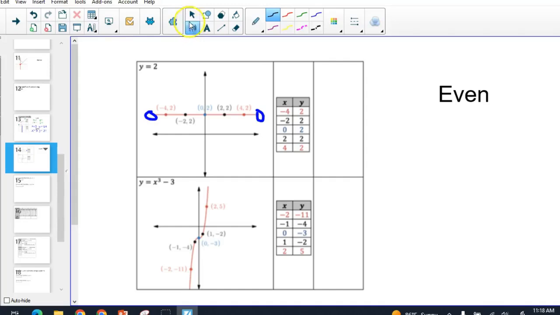Alright, let's look at our next function here. We have a function that is flipping and mirroring itself here. Well, we know from our last lesson that since it is not symmetrical across our y-axis or our origin, this is going to be neither. Neither odd nor even.